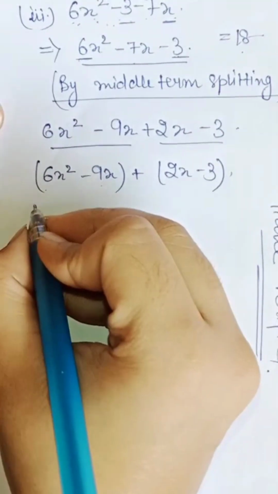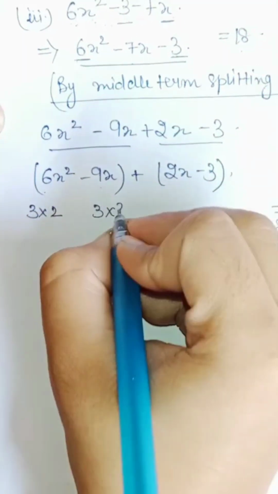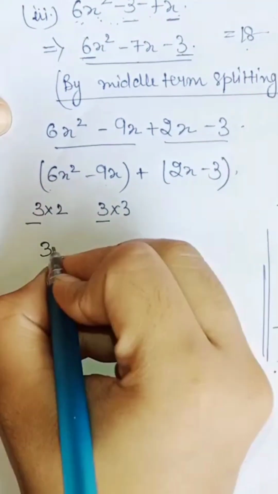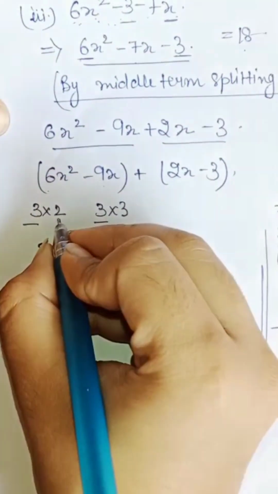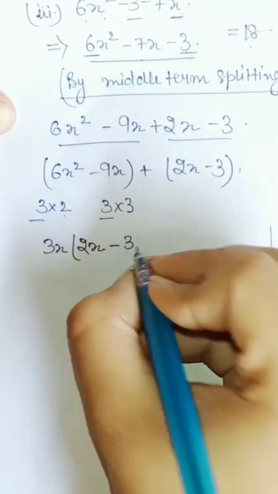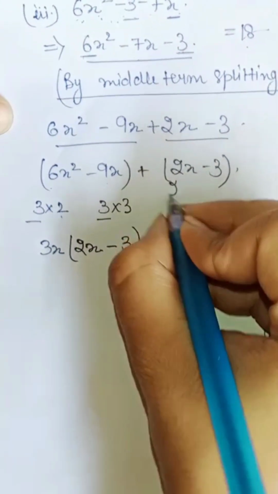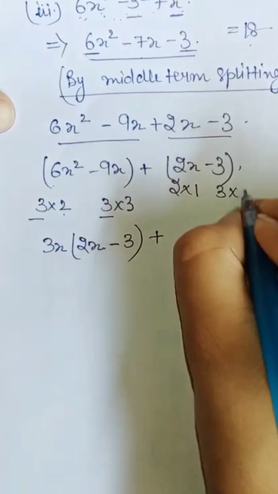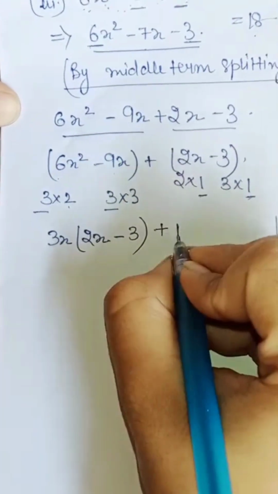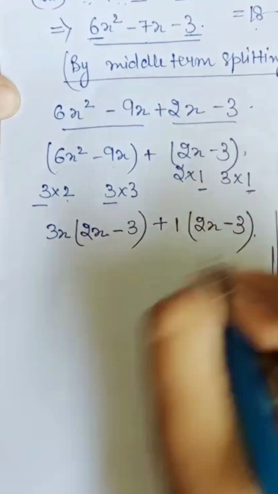So now what is common here? 3 into 2 is equal to 6, and here 3 into 3 is equal to 9. So 3 is common in both. So we can write 3x, and here what is remaining? 2. So 2x minus 3. Now here, 2 into 1 and here 3 into 1. So what is common in both? 1. So we can write here 1 and in the bracket 2x minus 3.